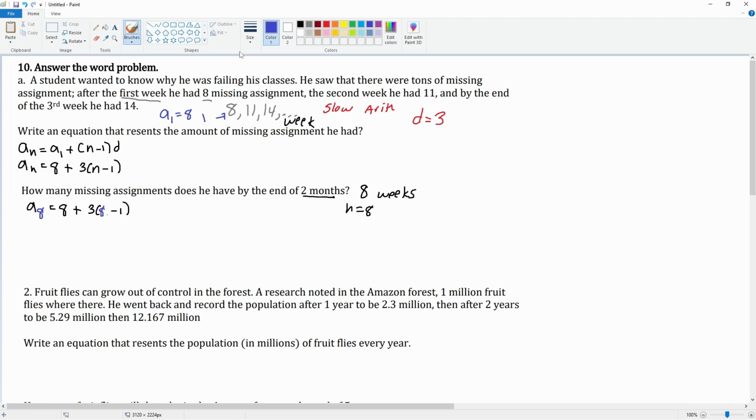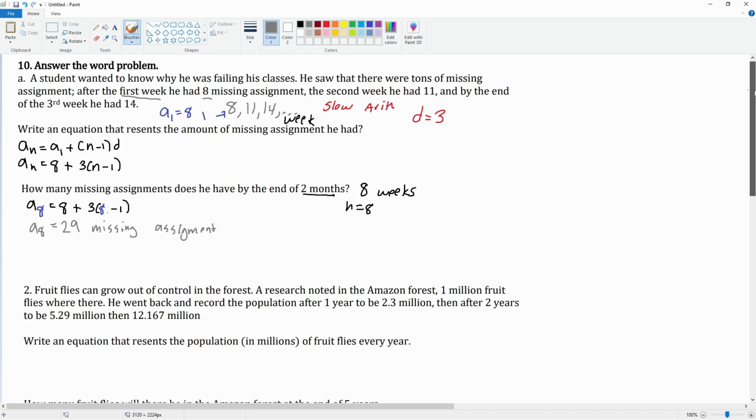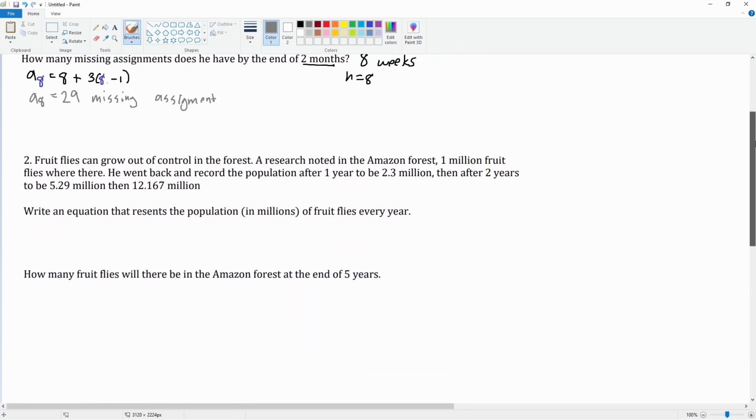Okay, now we just have to plug that into the calculator. All right, so 8 plus 3 parentheses 8 minus 1, that gets you 29. A8 is equal to 29 missing assignments. So if this student continues this pattern by 2 months, which is 8 weeks, he's going to have 29 missing assignments. That's a lot. That's why you should do your work.